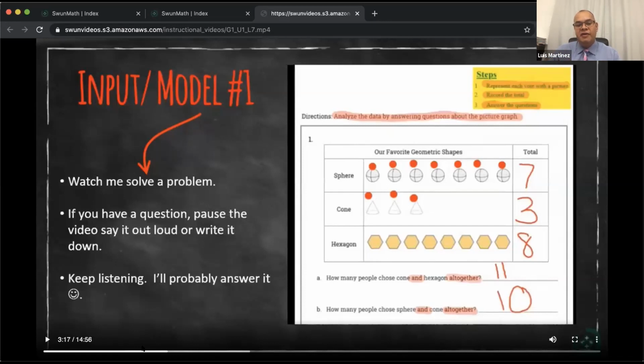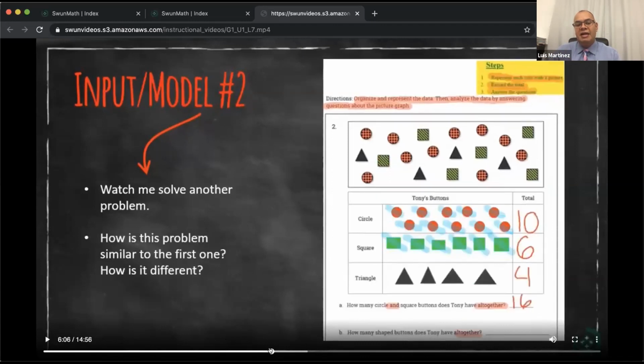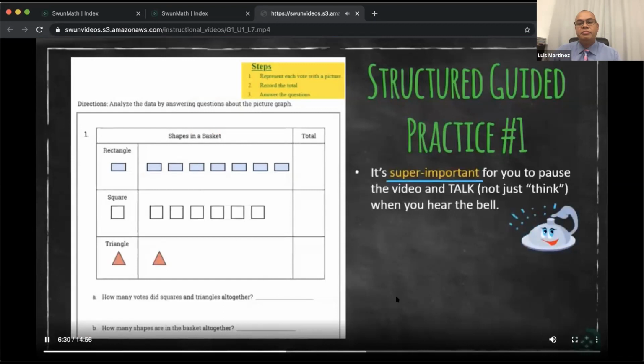I'm not going to show the video in its entirety, but it'll go through both of the input models, which are both of the opportunities for kids to learn from the teacher. And then it goes through both of the structured guided practices where the kids actually get to interact with the video. I'm going to go ahead and show you the structured guided practice so you can hear what I'm talking about. Look at our first structured guided practice.